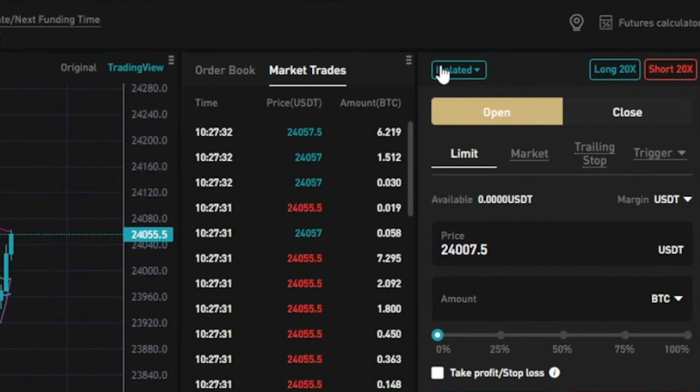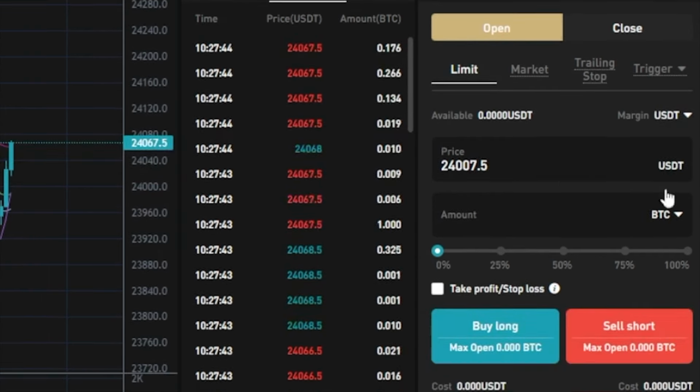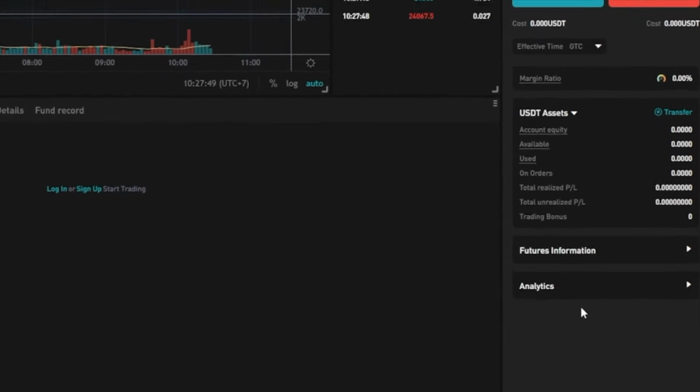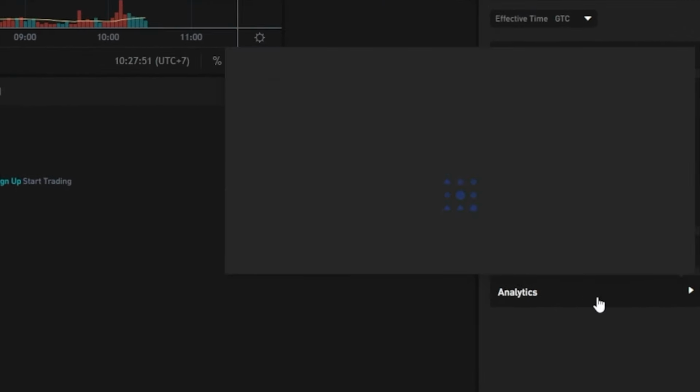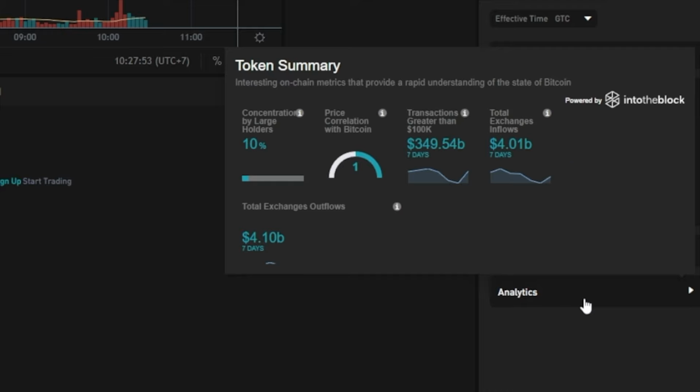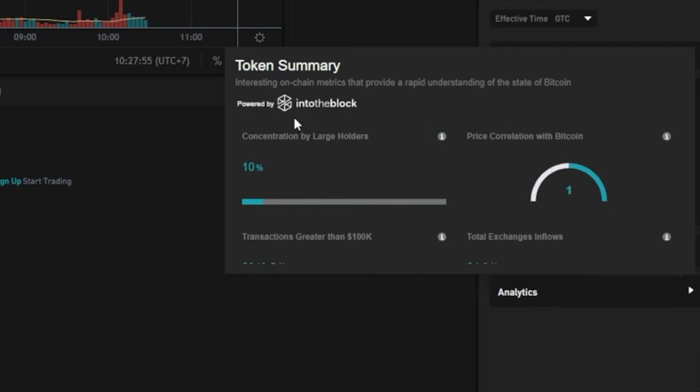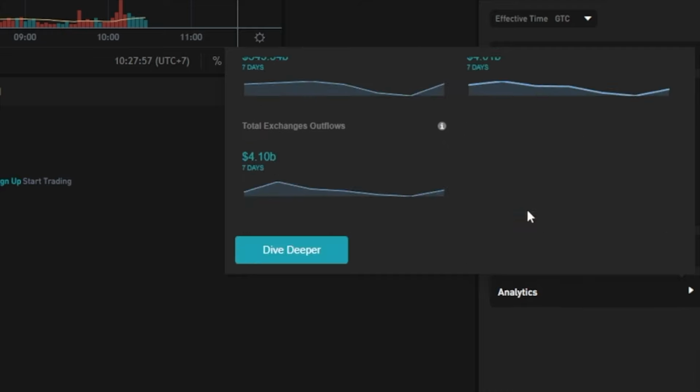On the right hand side here, you can see at the top the type of leverage, which would be cross or isolated, and then the amount of leverage you would like to use on the right of that. Below that, we have opening and closing positions, as well as your standard trading bars coming through. Below that, and this is the really, really cool part, we have an analytics section for this exchange, and this takes data directly from Into the Block, and you can see the coin on the screen so you can look at it while you trade.